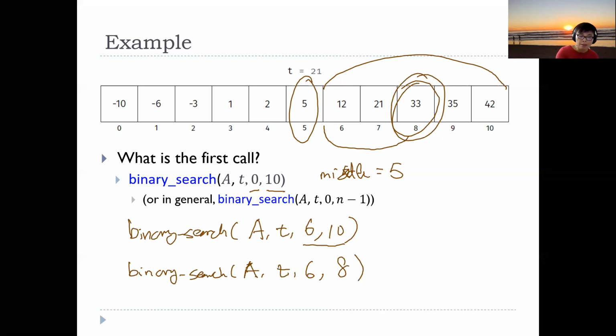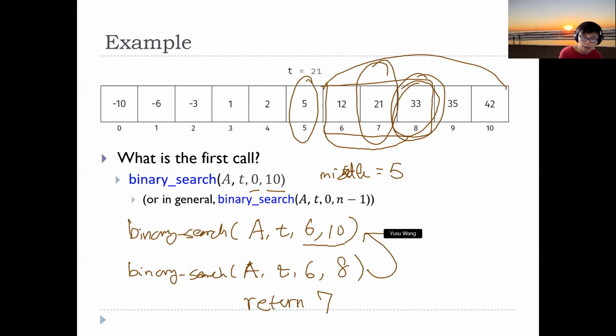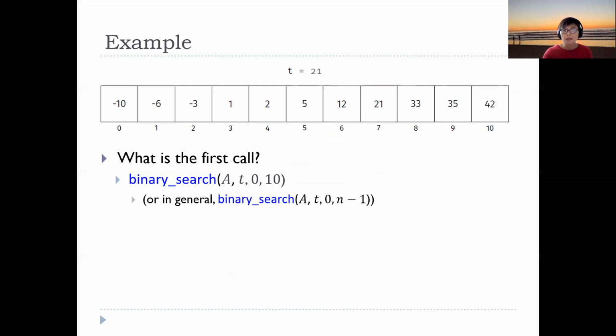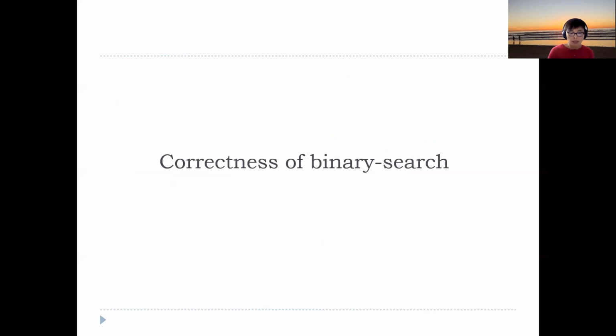So now we're in this subarray, you again compute the middle, now it's 7. So we check the middle, that's 7, and it happens to be the same as the target we're looking for. So within this call, we return 7. And this call returns here, and this returns here, and then we return 7 to the initial call of this algorithm. Okay, that's what happens. Okay, all right.